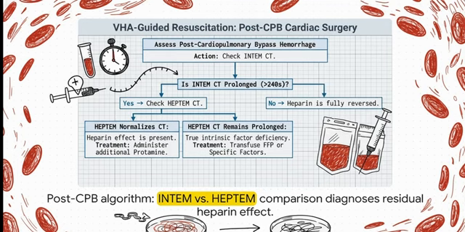Case number 2. A cardiac surgery patient who develops coagulopathic bleeding immediately following separation from cardiopulmonary bypass. Here, the VHA trace reveals a significantly prolonged INTEM CT, well over 240 seconds. However, the paired HEPTEM assay, which you'll recall contains heparinase, shows a completely normalized CT. This differential between the two assays is diagnostic. It confirms residual heparin effect as the sole etiology of the bleeding. The correct therapeutic action, therefore, is the administration of additional protamine, which should be carefully titrated to the subsequent VHA response.